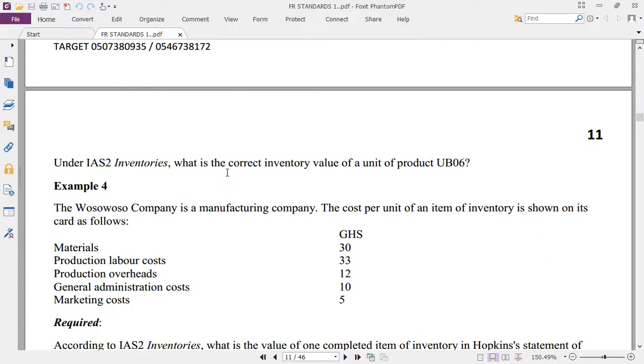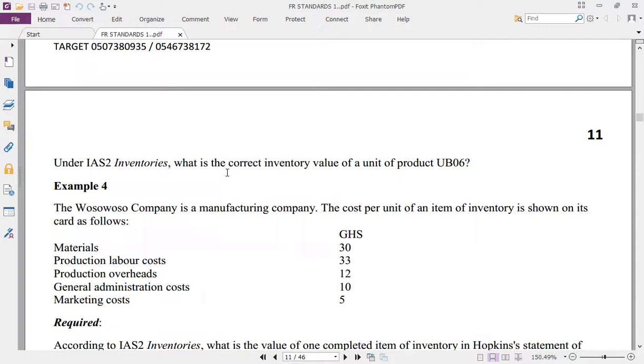Woso company is a manufacturing company. The cost per unit of the item is shown on its cost card. Materials 30 must be part. Production cost 33. Should it be part? Yeah. Production labor cost, yes. Once there's labor in production, direct labor cost should form part. This cost must be directly attributable to those goods. Production overheads must be part.